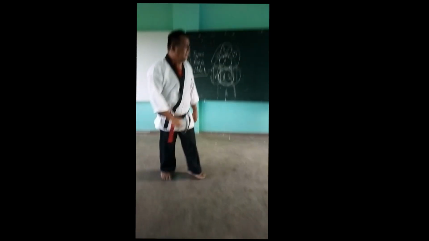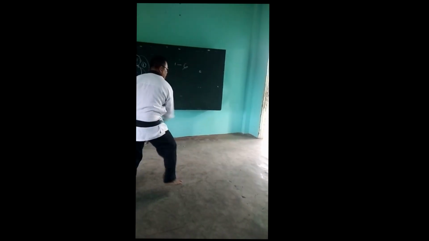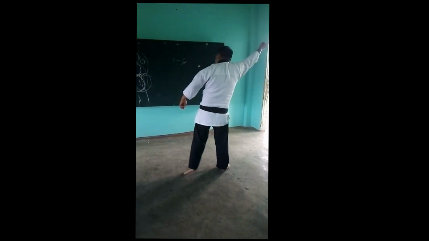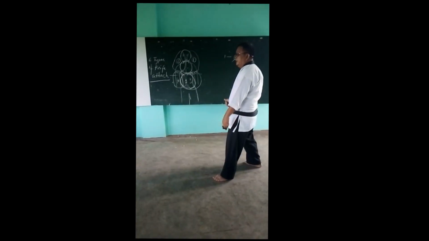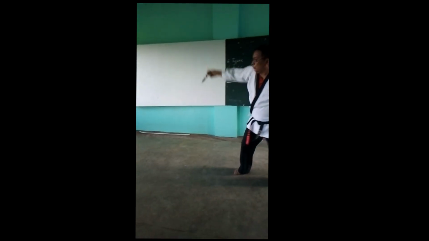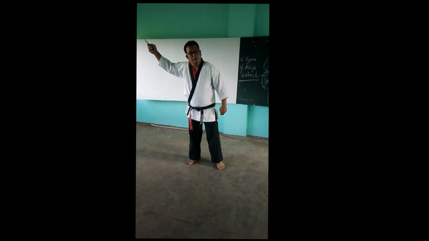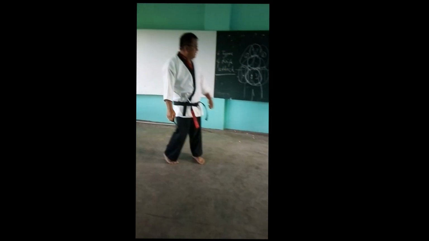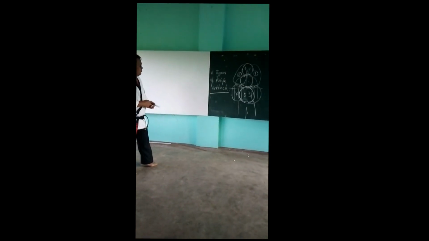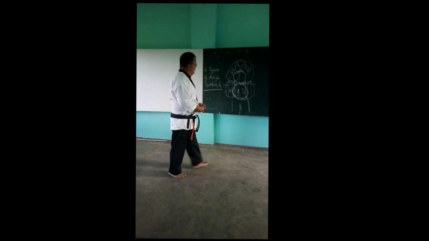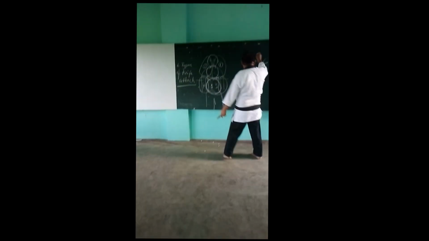Okay, in this side. 1, 2, 3, 4, 5, 6. In this side. 1, 2, 3, 4, 5, 6. I think you get it. It is very simple. That is the 6 knife attacks.